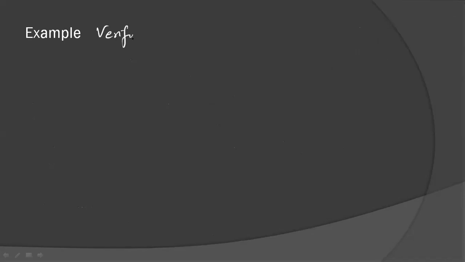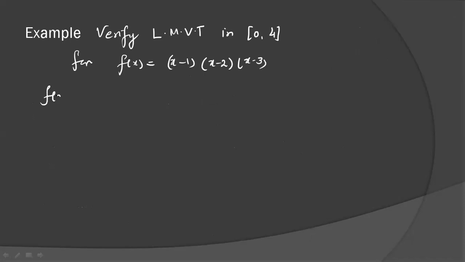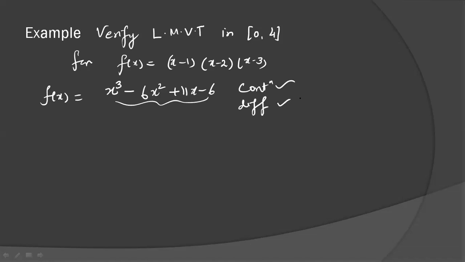Verify Lagrange's mean value theorem in the closed interval [0, 4] for f(x) equal to (x minus 1)(x minus 2)(x minus 3). If you multiply these, it will give you the polynomial x cube minus 6x square plus 11x minus 6. This polynomial is always continuous and differentiable on the entire real line. So both the conditions are satisfied, and [0, 4] is a subset of the real numbers, or you can say a subset of minus infinity to infinity.